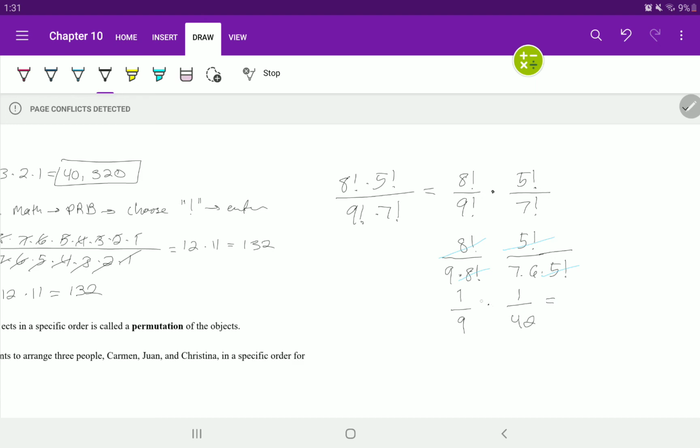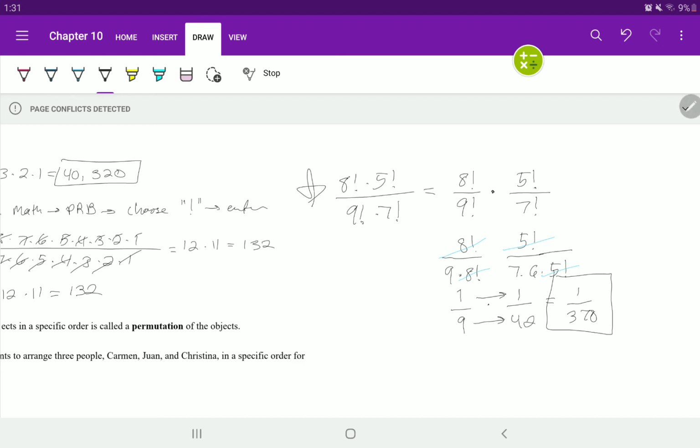I can now multiply my fractions straight across, tops and bottoms. 1 times 1 is 1. 9 times 42 is going to be 378. And that is my answer. If you do it in a calculator, you're going to get a decimal, which will not be a satisfactory answer for this question. So right here is an exam question.